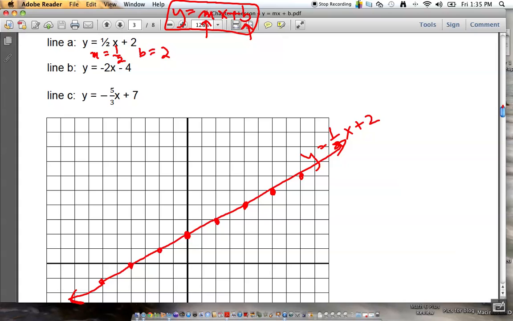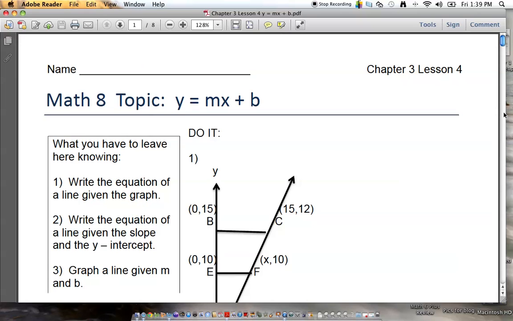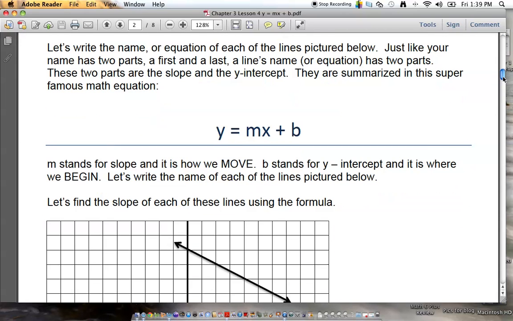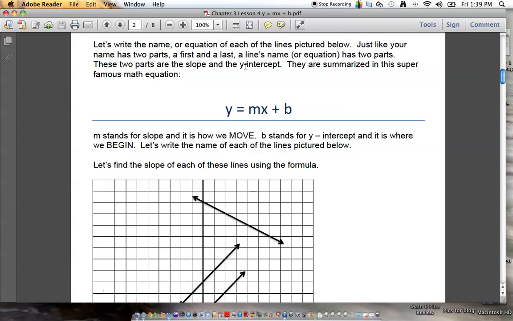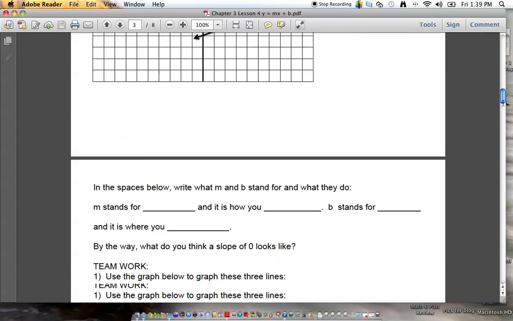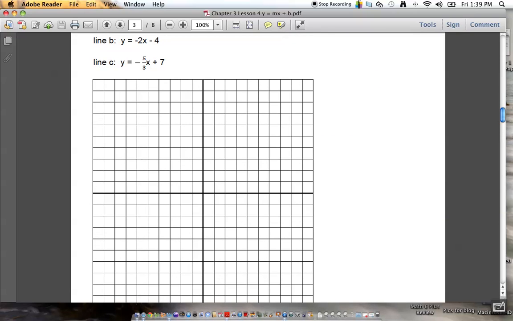Let me see your graphs. Graphs, we're done, I'll let you go. So it goes two over two. Okay. Next one up, ready?